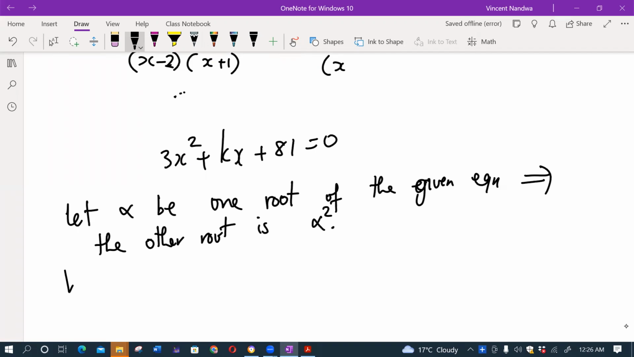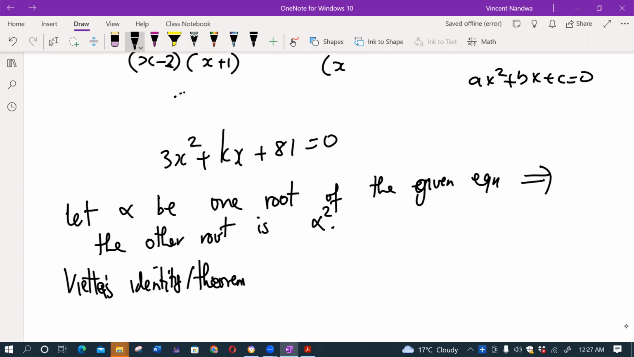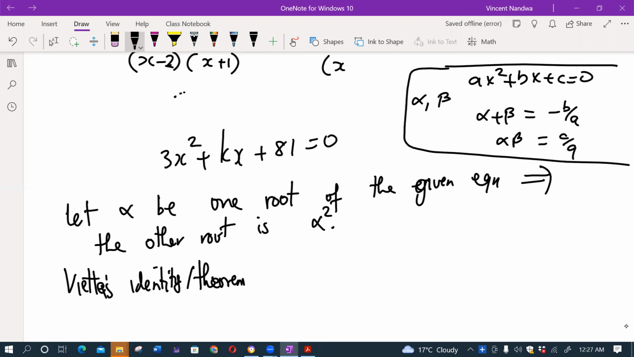Now, we are going to use Vieta's identity or Vieta's theorem, which is a theorem that relates the roots of a quadratic equation and its coefficients, that if we have a quadratic ax squared plus bx plus c equals 0, and alpha and beta are the roots of the equation, then when you add alpha and beta, you get minus b over a, and when you multiply alpha and beta, you get c over a. So this is what we call Vieta's identity or Vieta's theorem.